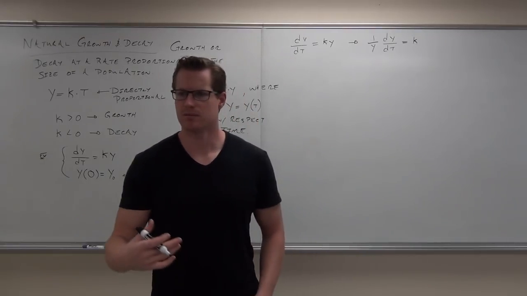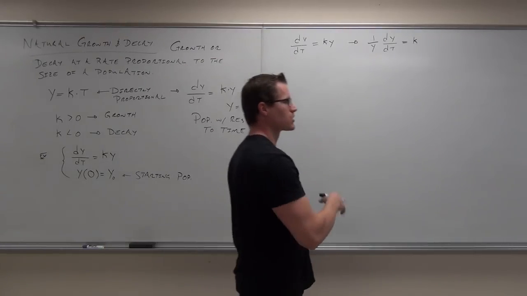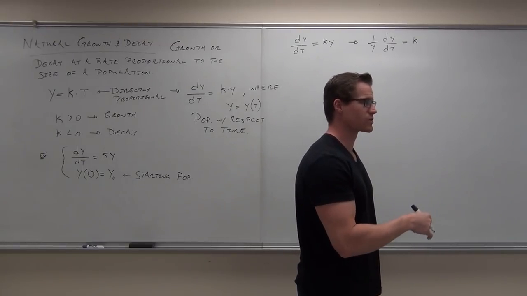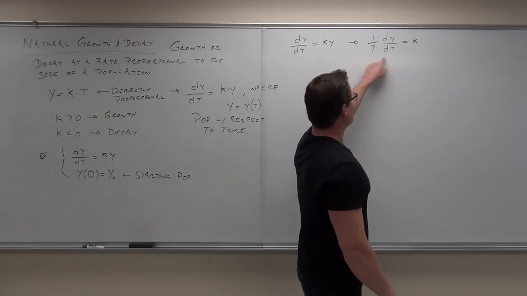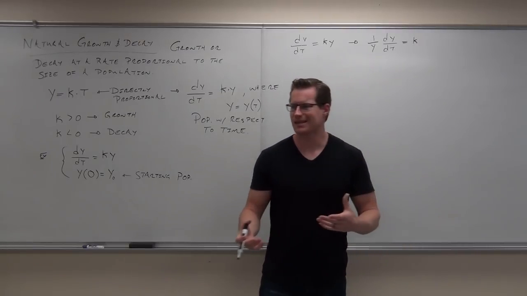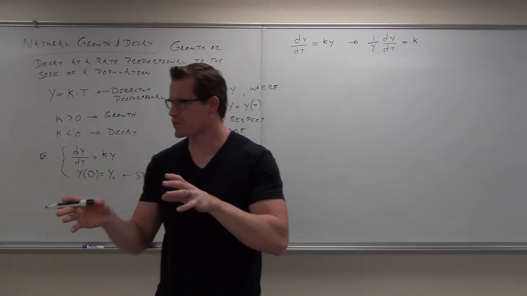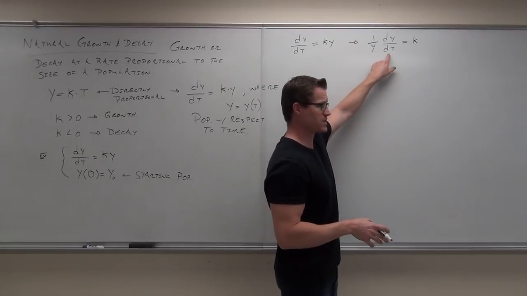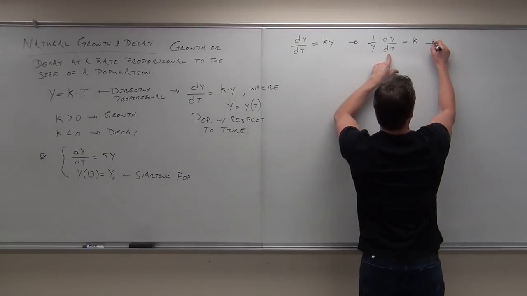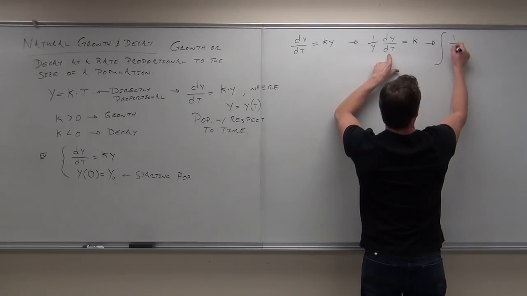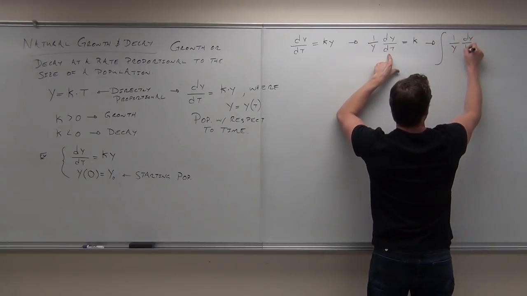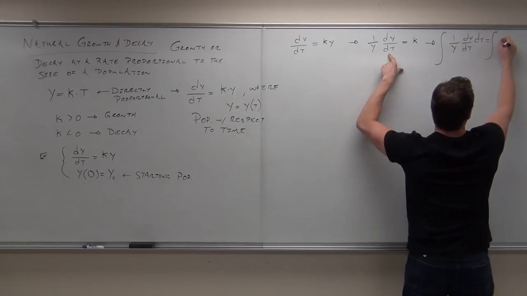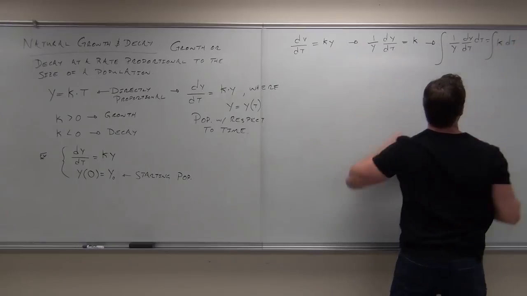k is going to be something based on time as well, so we're going to integrate this with respect to time. We did this last time. As soon as you have your variables separated, we take an integral with respect to whatever this thing is, so with respect to time here. So in our case, we'll have the integral of 1 over y dy/dt dt equals the integral of k dt.